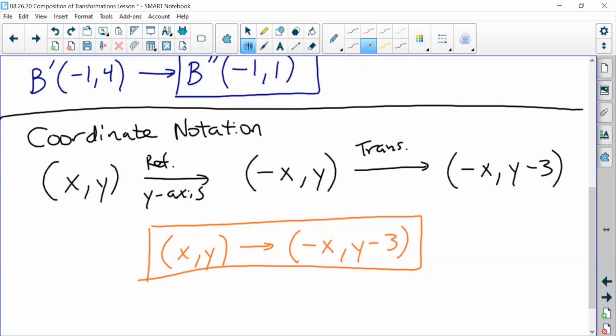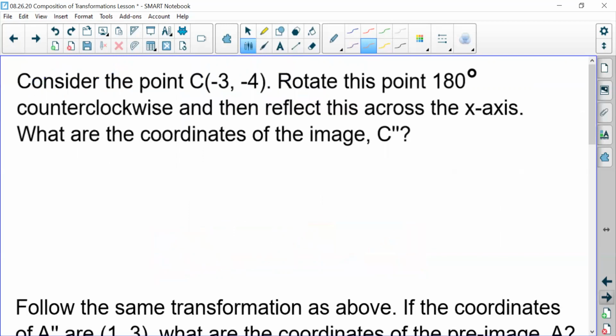We have one last example to look at. Consider the point C at negative 3, negative 4. We want to rotate this 180 degrees counterclockwise and then reflect this across the x-axis. I'm going to change it up because I'm going to go ahead and get us the rule in place first. And then once we have that rule, we can just follow it across.